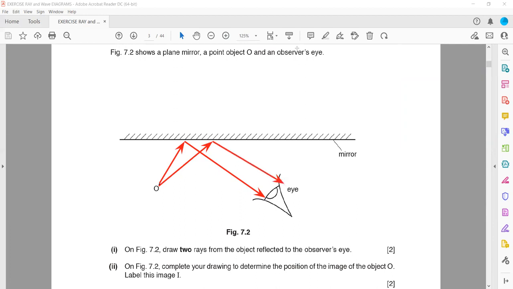These two light rays, again, will not intersect by themselves. So whenever the brain senses, to locate the image, it will produce these two light rays backward. So as a result, these two light rays will be produced backward.